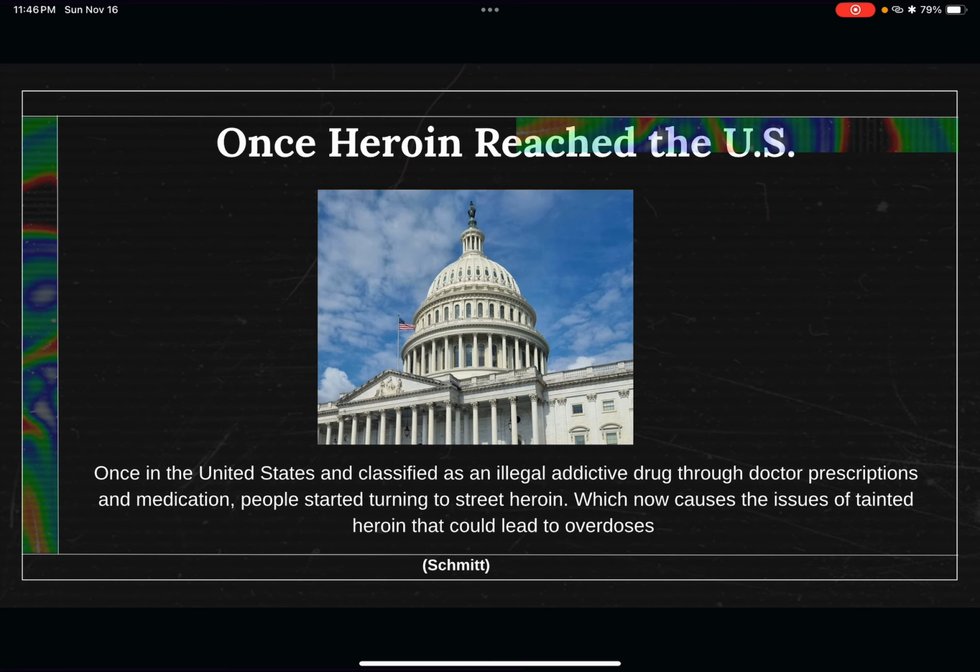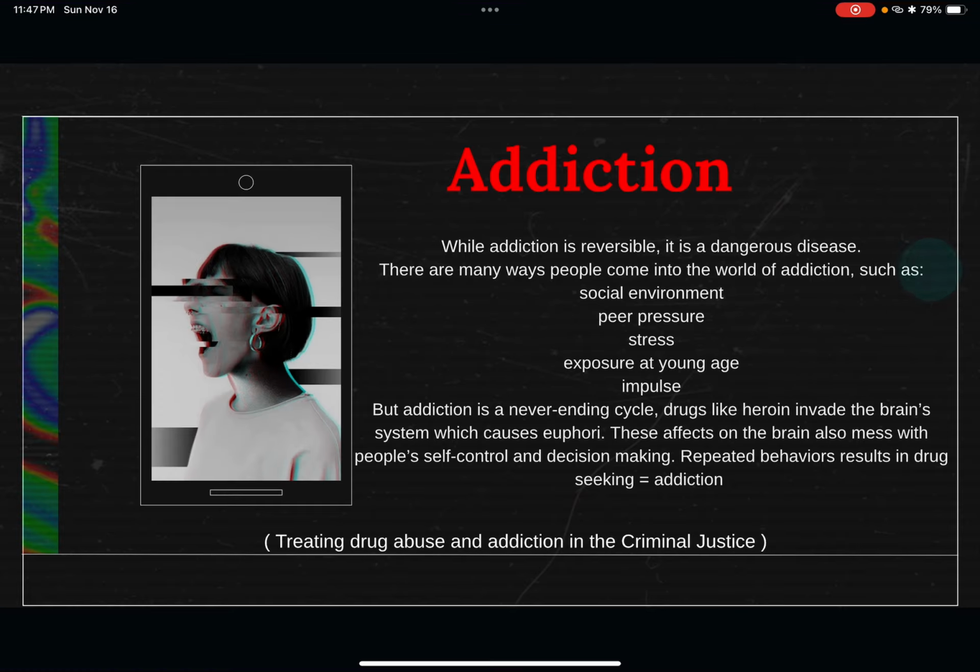Once heroin reached the United States, it was classified as an illegal addictive drug, because it was brought and incorporated into the United States through doctor prescriptions, because they were using it to try to treat pain from the wars and things of that sort. But once people started to notice it was inexpensive and needed to be prescribed, people started turning to street heroin, which also has the negative side effects of being tainted with things like fentanyl, things that can ruin your body's well-being and overall lead to overdose.